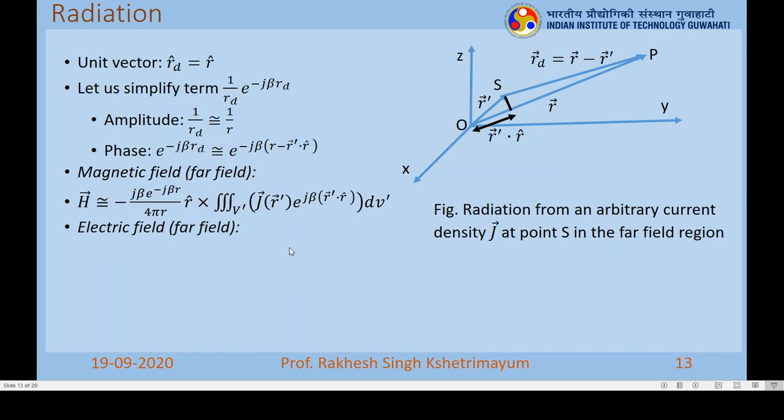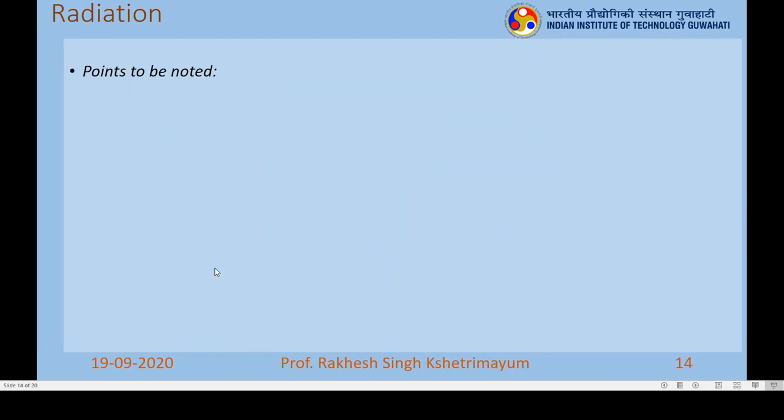Once we have the far field of the magnetic field, we can also find the far field of the electric field. It will also be simplified like this. We have a very simple expression now. So first thing you need to notice here is that magnetic field.